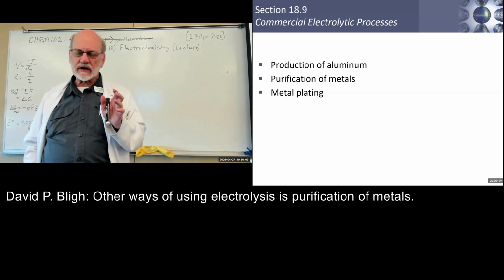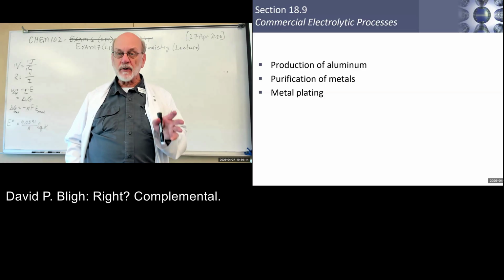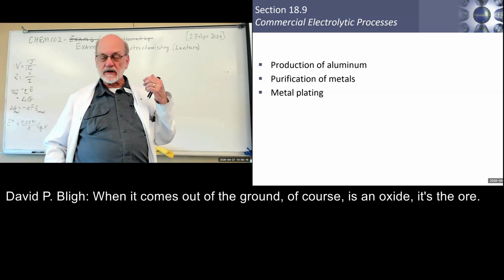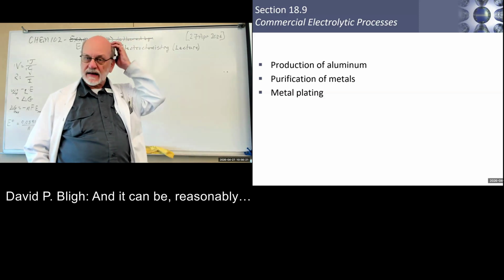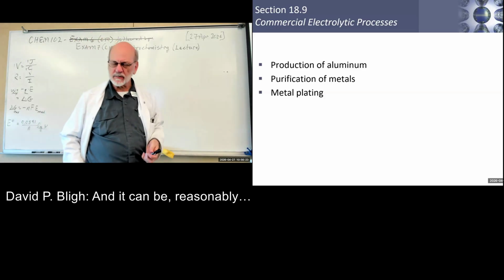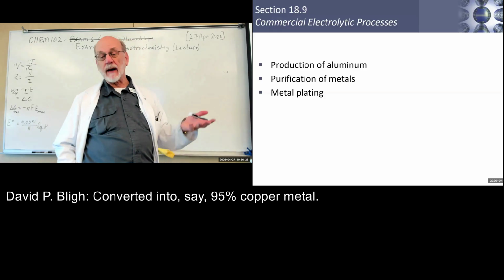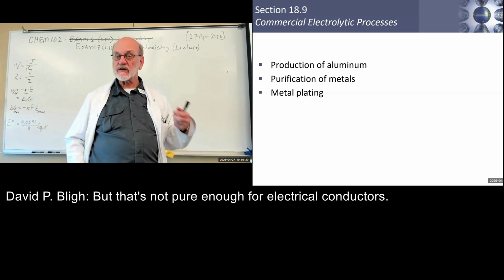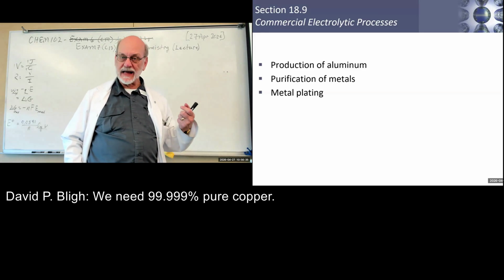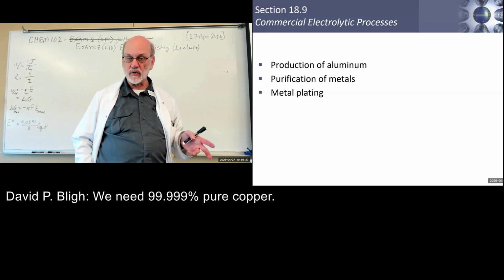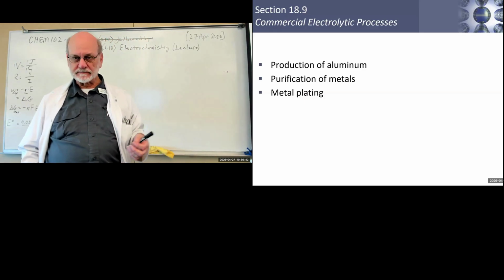Other ways of using electrolysis is purification of metals. Copper metal, when it comes out of the ground, of course, is an oxide. It's the ore, and it can be reasonably converted into, say, 95% copper metal. But that's not pure enough for electrical conductors. We need 99.999% pure copper. And the way to do that is through electrolysis.